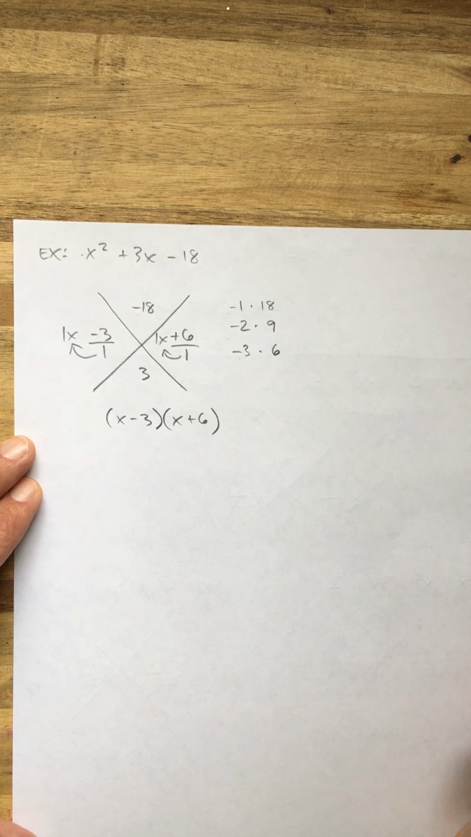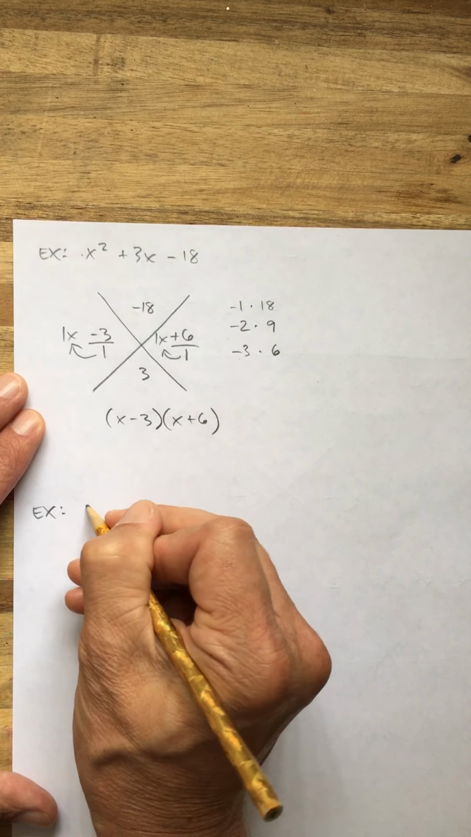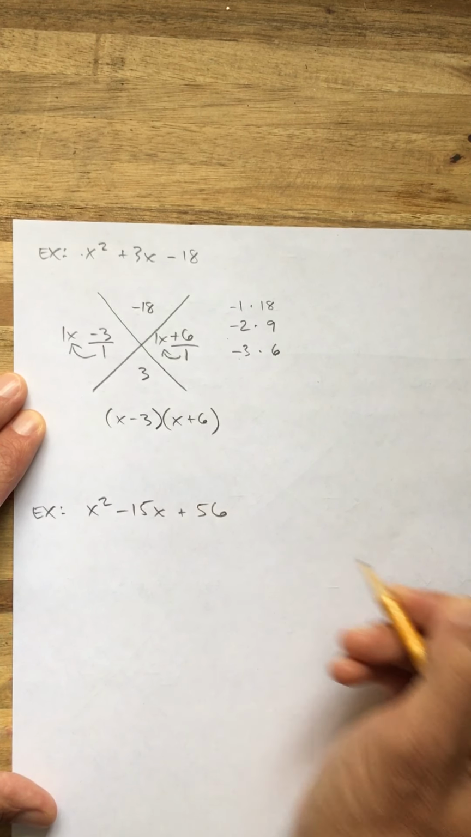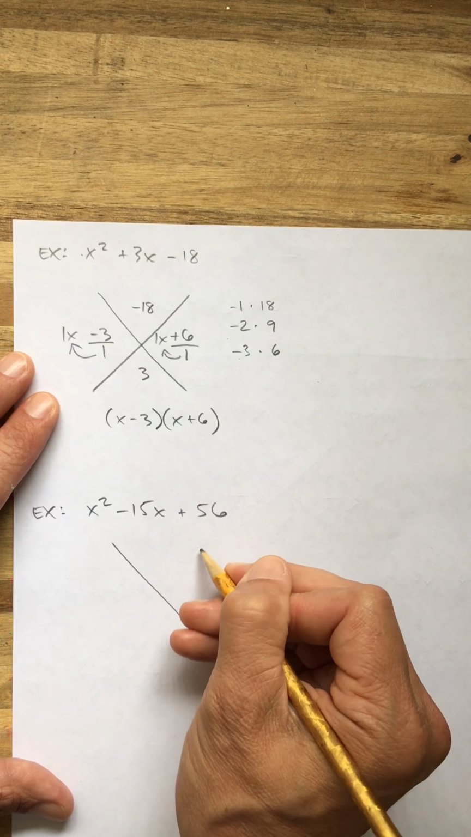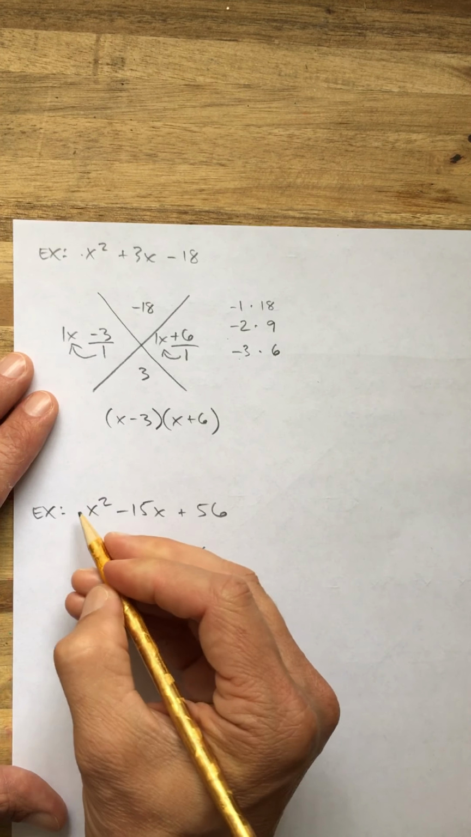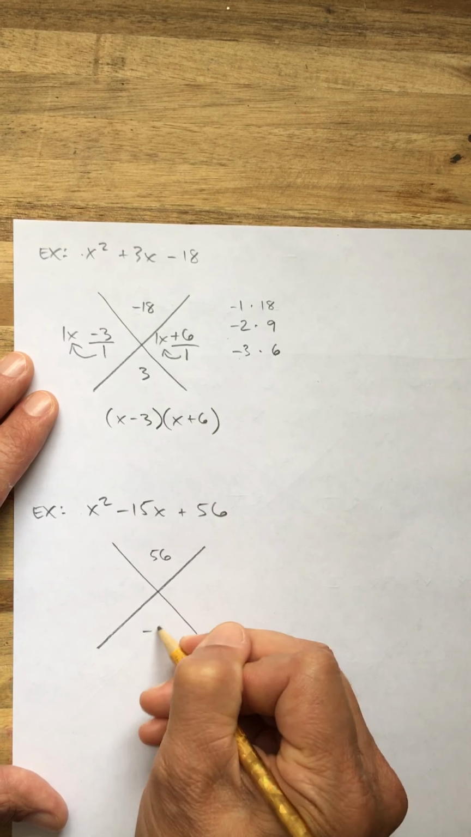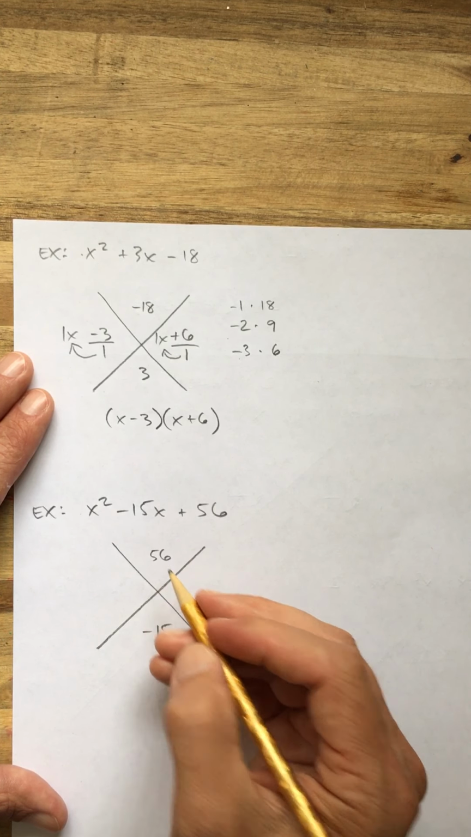Okay, and let's try one more. Here we go. X squared minus 15x plus 56. All right, same thing. Here we go. Draw your x. All right, 1 times 56 is 56. Negative 15 goes here. Okay. All right, let's do factors of 56.